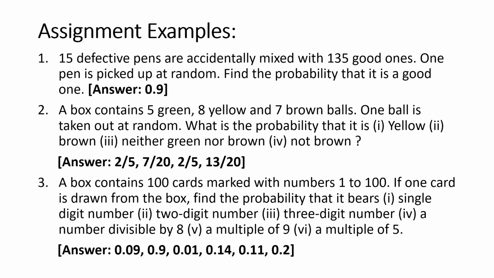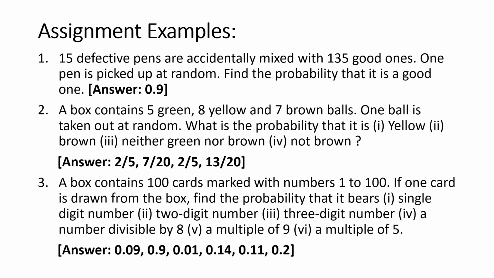Second one, a box contains 5 green, 8 yellow and 7 brown balls. One ball is taken out at random. What is the probability that it is first case yellow, second case brown, third case neither green nor brown, fourth case not brown? And the answers are also given. Remember, in all these examples, we are just following the classical definition of probability, which says that probability is equal to number of favorable cases upon total number of possible cases.